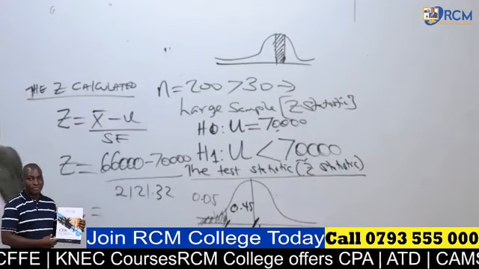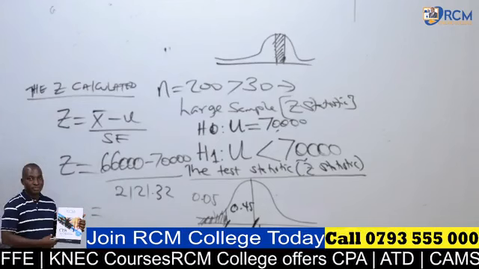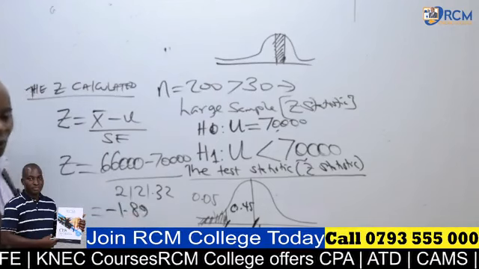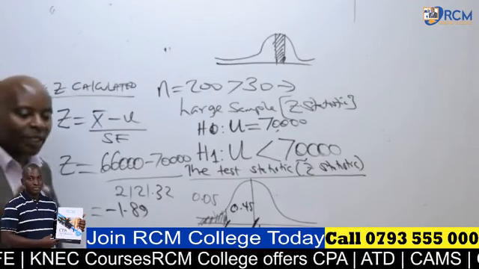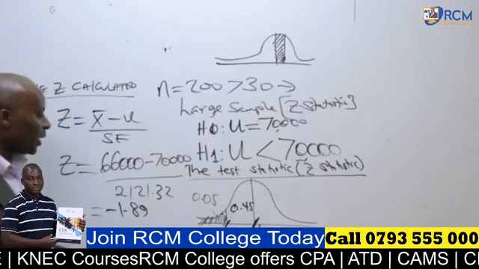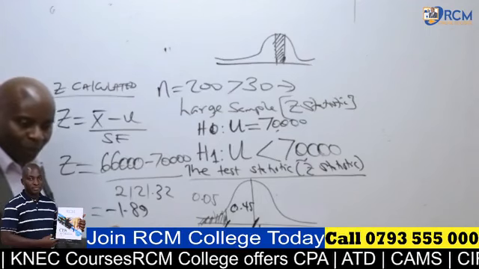According to Denzel, she's giving me a figure of negative 1.89. Is there any other student who can confirm? Yes, Lokai has gotten the same. Save for rounding off errors, we have negative 1.89. Let's adopt this.